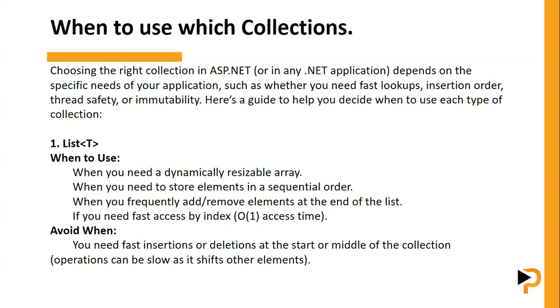Now, when to use which collection? Now we understood different data types, which get implemented by means of collections in ASP.NET. But what are the different scenarios in which we have to use collections? Choosing the right collection in ASP.NET, or any technology, really depends on the specific needs of your application, such as whether you need fast lookups, fast insertion and deletion, do you want type safety or not, or do you want immutability or not? Based on these requirements, we have to select the collection.